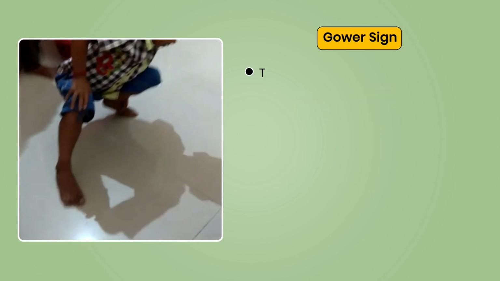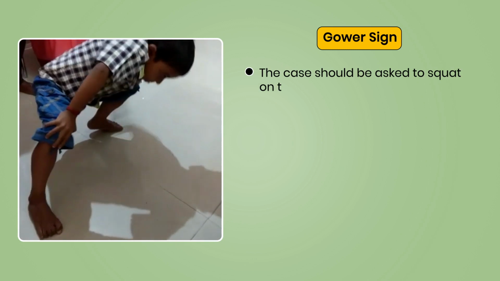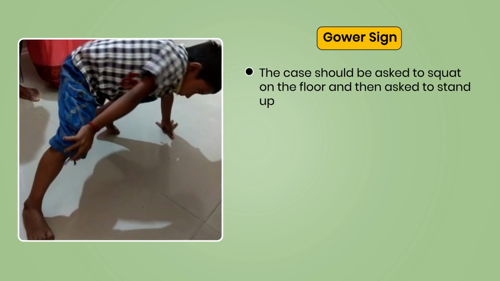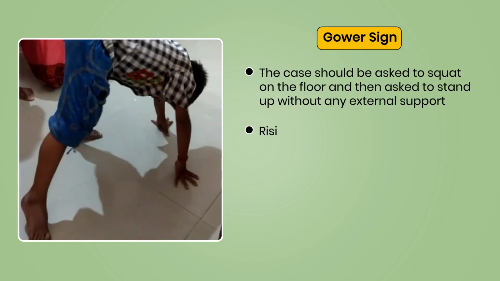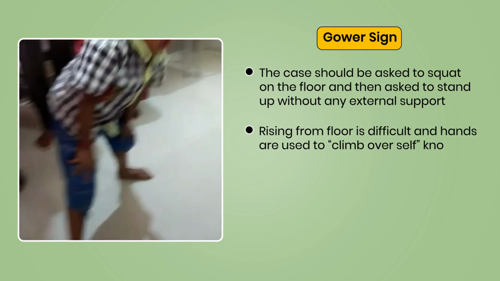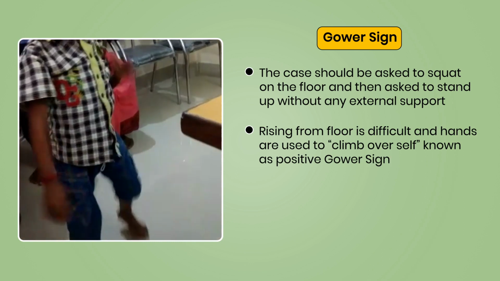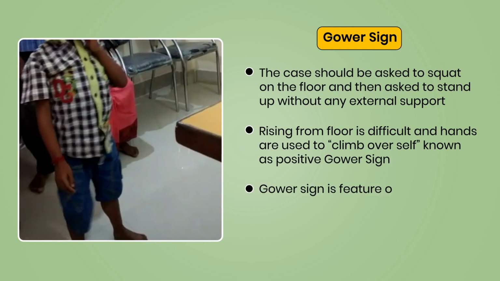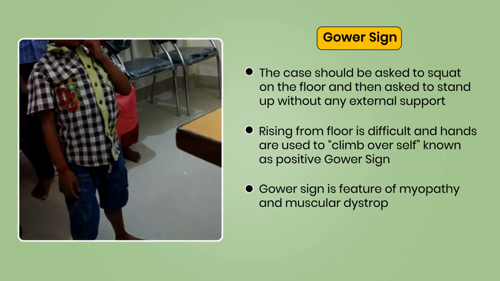Gower sign. The case should be asked to squat on the floor and then asked to stand up without any external support. Rising from the floor is difficult, and hands are used to climb over self, known as positive Gower sign. Gower sign is a feature of myopathy and muscular dystrophy.